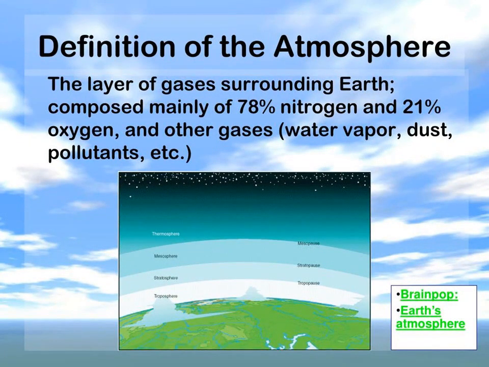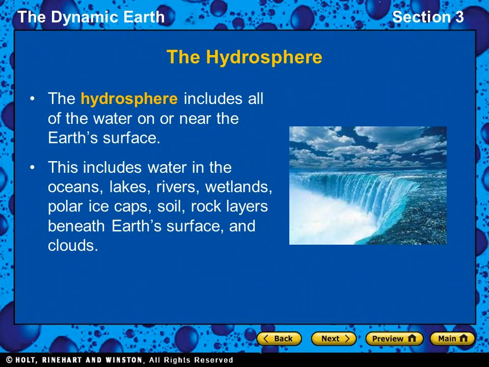Let's see what is atmosphere. The layer of gases surrounding Earth, composed mainly of 78% nitrogen and 21% oxygen and other gases like water vapor, dust particles and pollutants. What is hydrosphere? The hydrosphere includes all of the water on or near the Earth's surface. This includes water in the oceans, lakes, rivers, wetlands, polar ice caps, soil, rock layers beneath Earth's surface and clouds.